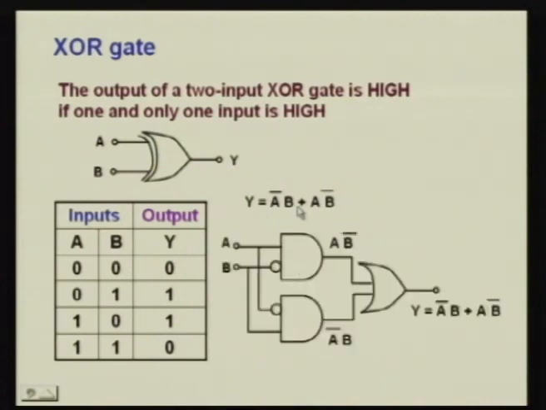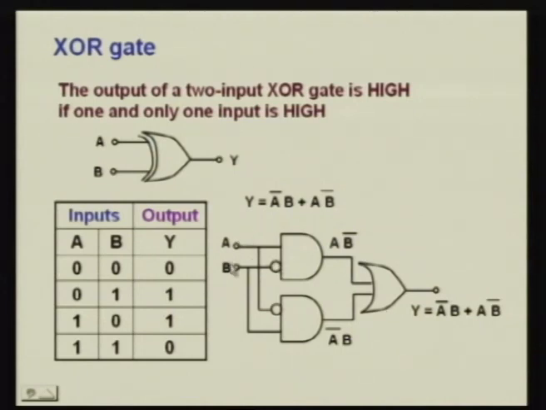So now how can we realize this Y, the output of the XOR gate, the exclusive OR gate, using AND gate and OR gate? As I told, AND and OR gates are basically the basic building blocks.